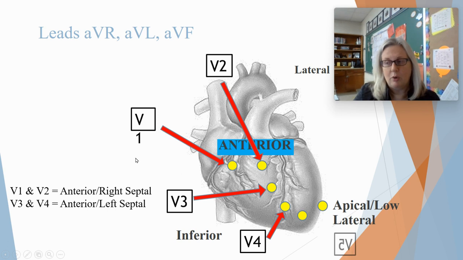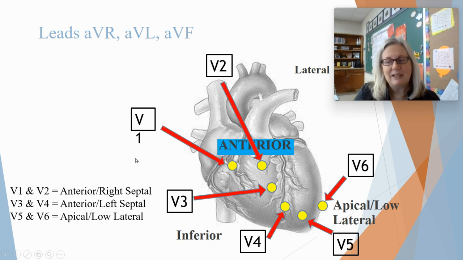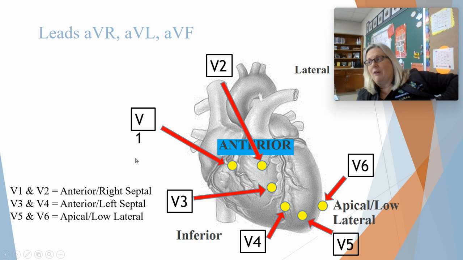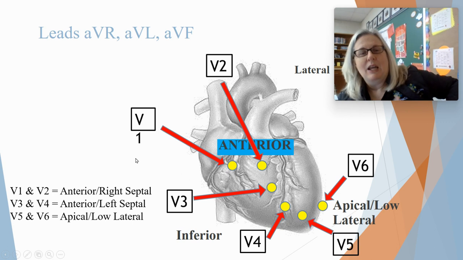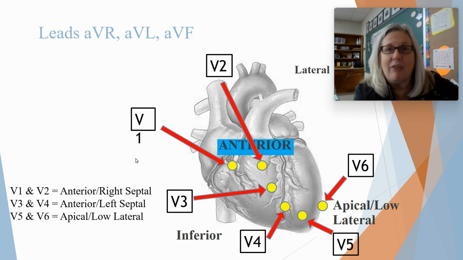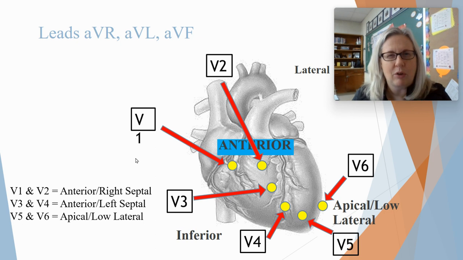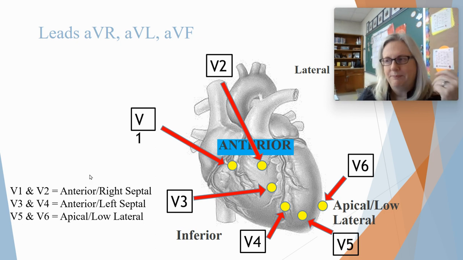Then we have our two at the bottom here, V5 and V6, as we know. Those are considered apical because they're literally in our armpit, right? Way down here in the armpit. So V5 and V6 are down here. They're picking up the apex, not the inferior region, the apex, literally down in the armpit. We also call that low lateral. So occasionally you might see it written as low lateral. That is just the apex.